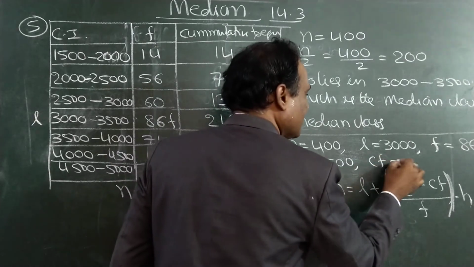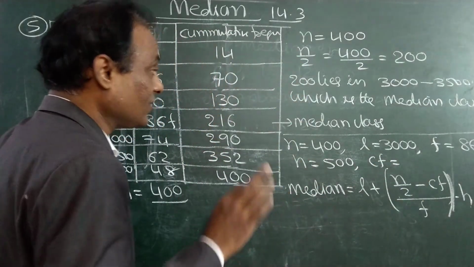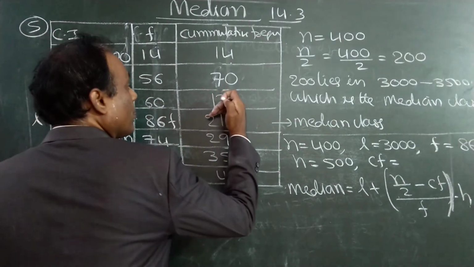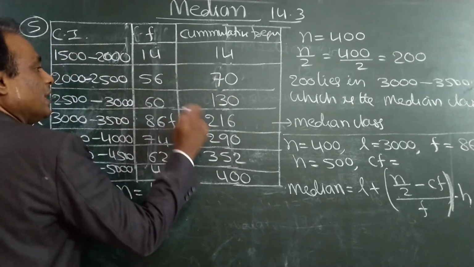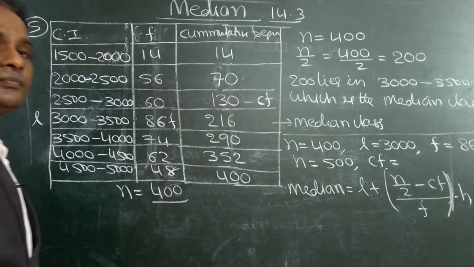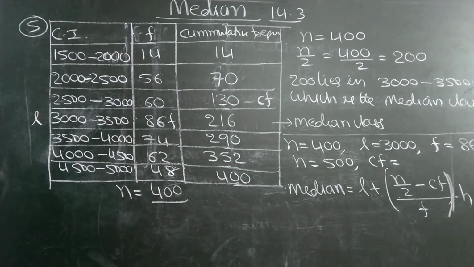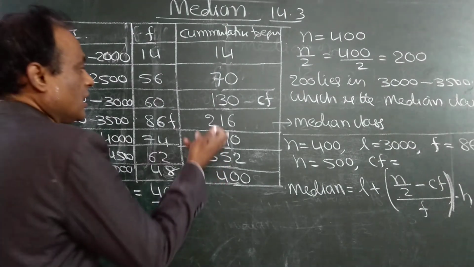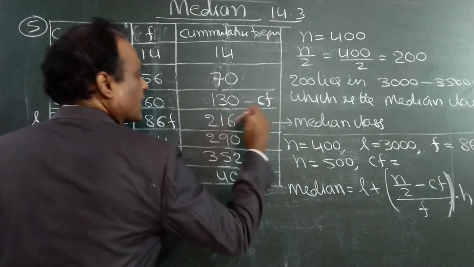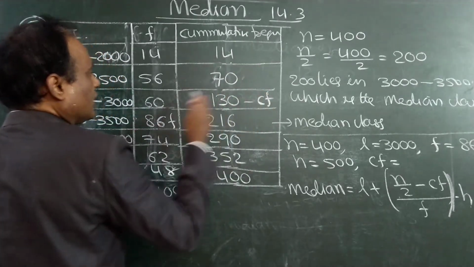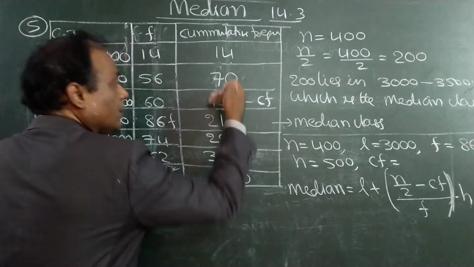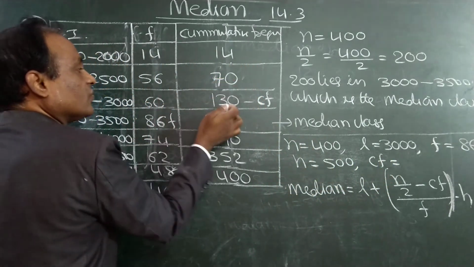What is CF? CF is a little confusing, remember this. CF is the cumulative frequency just below the median class. So this is CF. It is the cumulative frequency, not frequency, of the class just below the median class. That's why it is called CF. So it is 130.